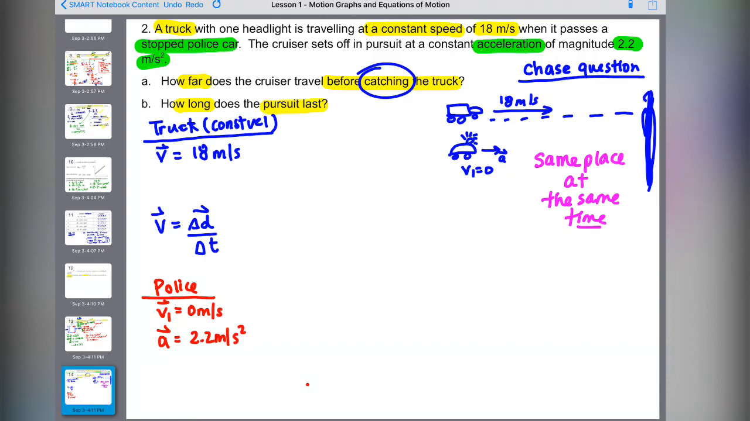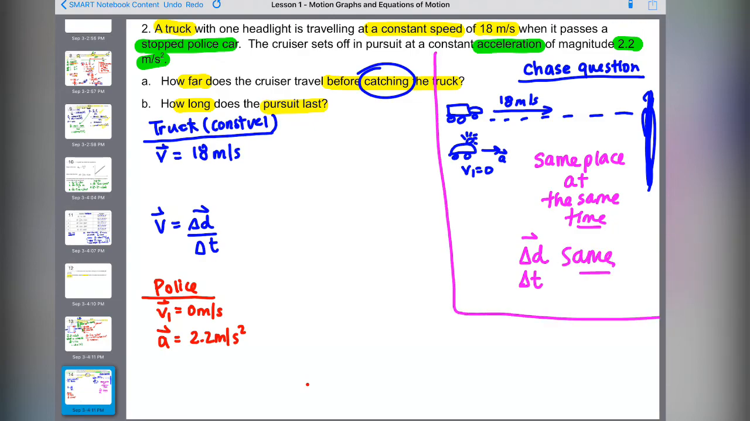That's when I'm actually caught up with someone. We both run the same amount of time and we ended up at the same final displacement. Okay, so every time with the caught up question, you need to keep in mind that both delta D and delta T must be the same between the two. So that is the parameter that we will need.